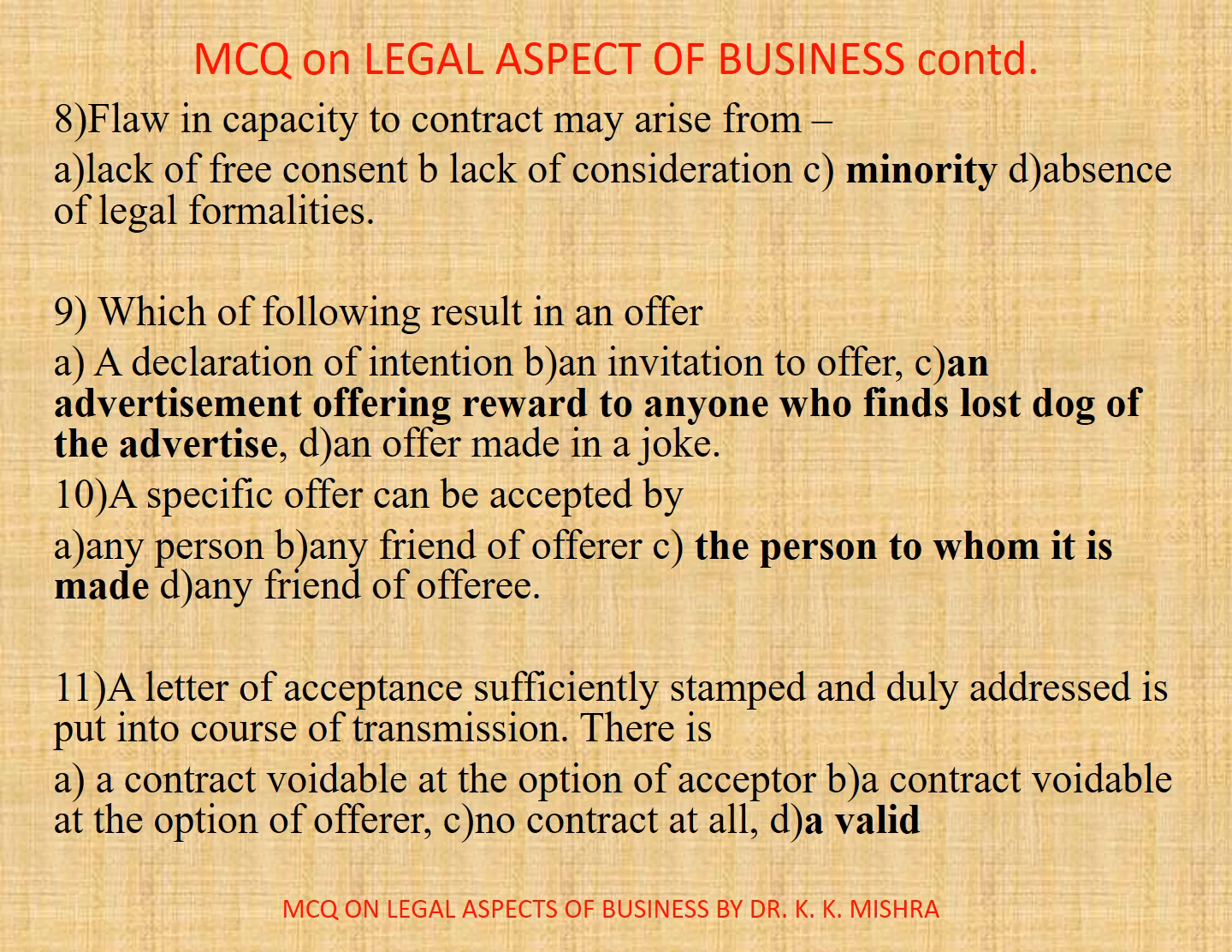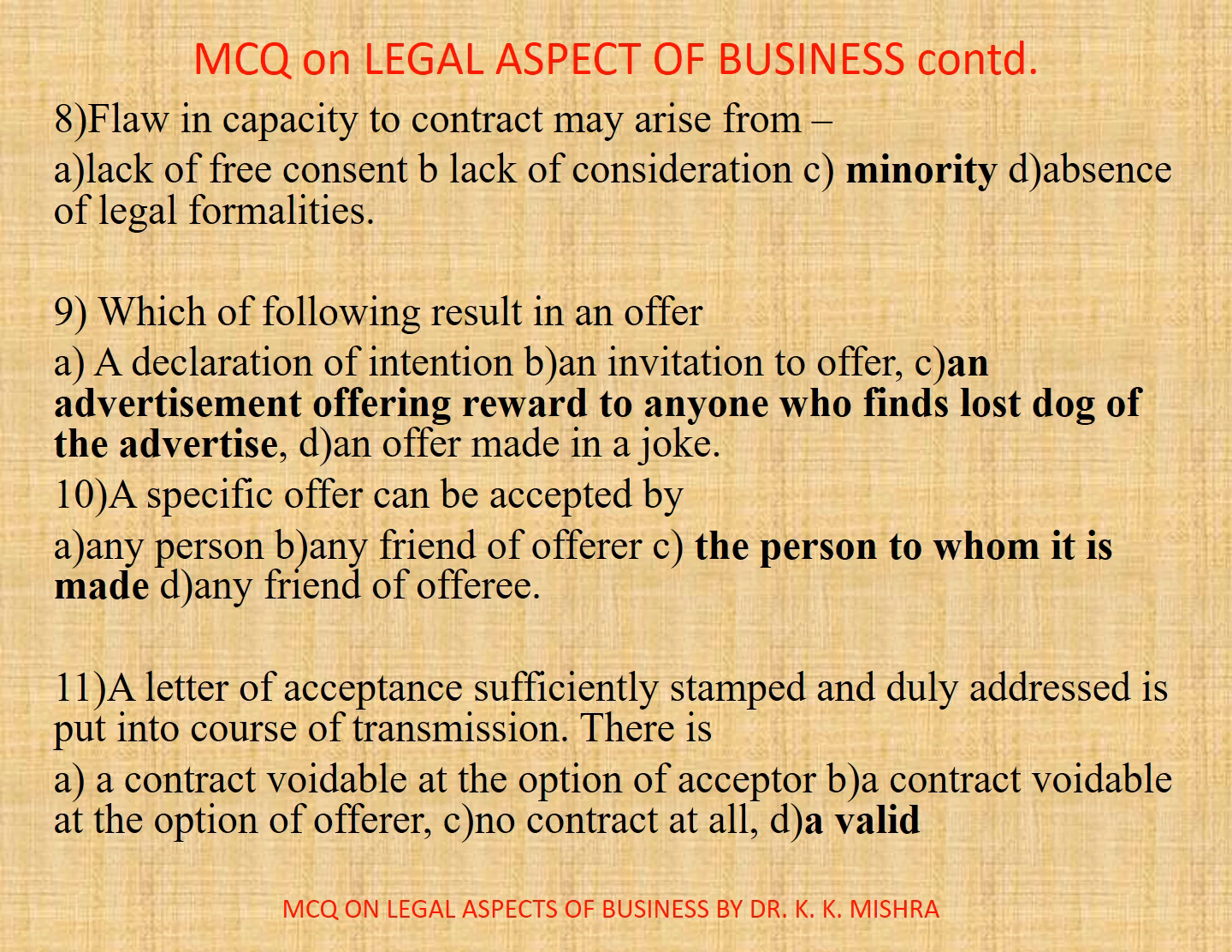Now question number 10. A specific offer can be accepted by, options are A, any person, B, any friend of offerer, C, the person to whom it is made, and D, any friend of offeree. Correct option is C, the person to whom it is made.